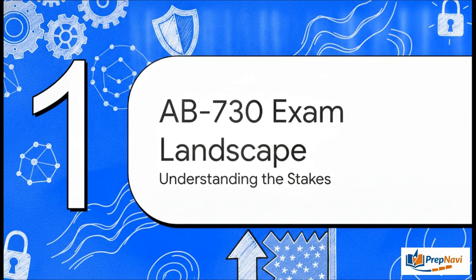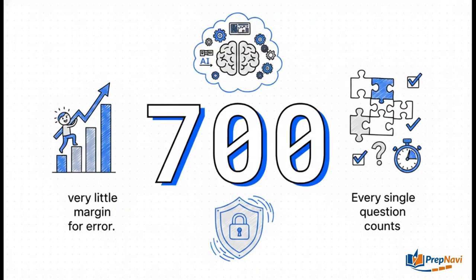All right, Section 1, the AB-730 exam landscape, understanding the stakes. Before we get into the actual technical weeds, we really need to understand exactly what it takes to succeed on this assessment. 700. That is the exact non-negotiable minimum score required to pass. In standard grading, that might be a C-, but in the AI world, it means you must have absolute precision. There is virtually zero margin for error here, which means every single question counts. You literally cannot afford to guess on the core principles of AI safety and data management.